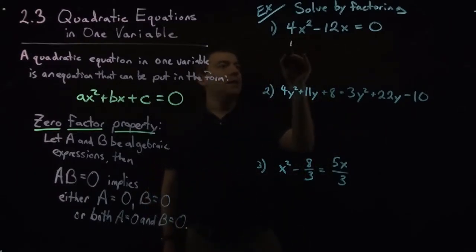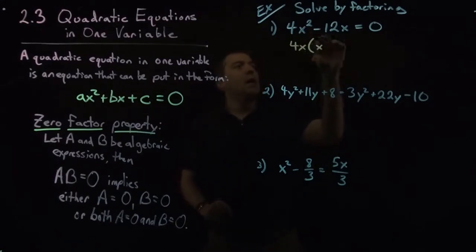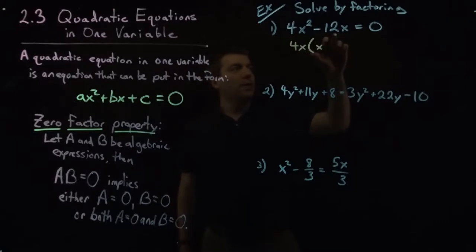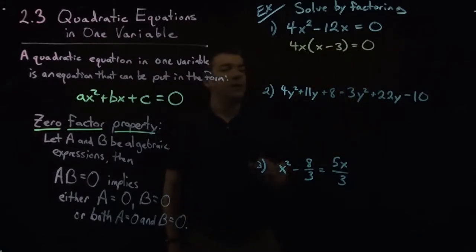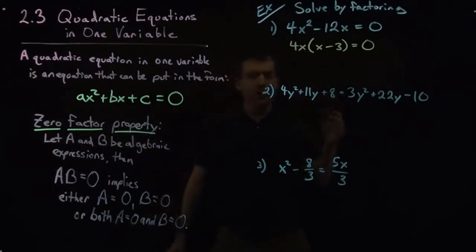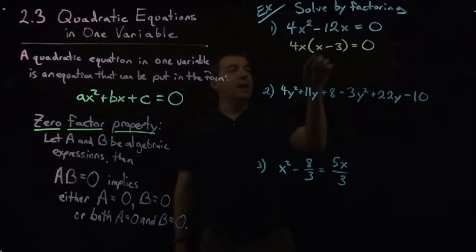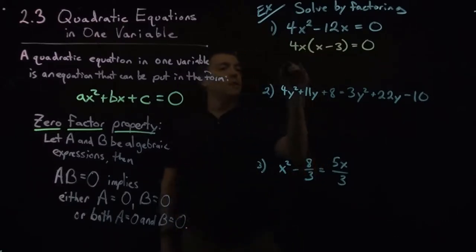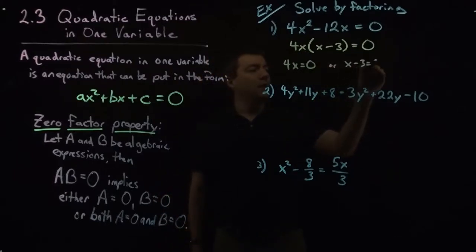So let's factor out 4x. And if we take 4x out of 4x squared, we're left with just x. And if we take 4x out of 12x, we just get 3. And we've got the minus sign there, so minus 3. All right, that's good. Because now we can use the zero factor property. We have two algebraic expressions equal to 0, and these two algebraic expressions are in a product together. So 4x times x minus 3. All right, that means 4x equals 0 or x minus 3 equals 0.